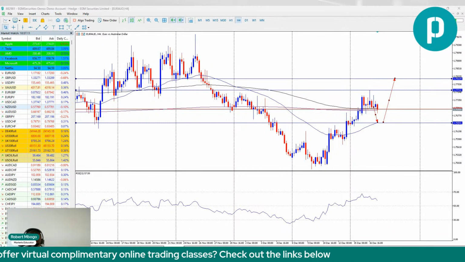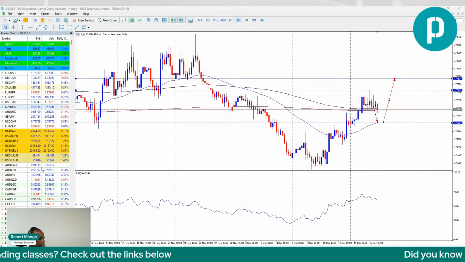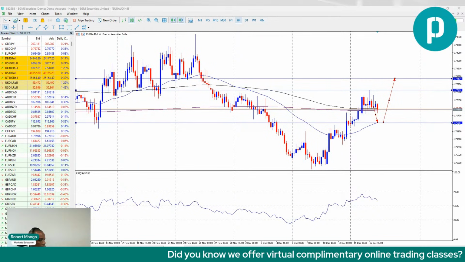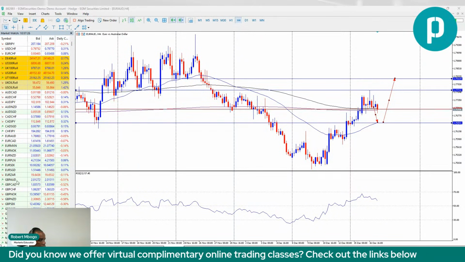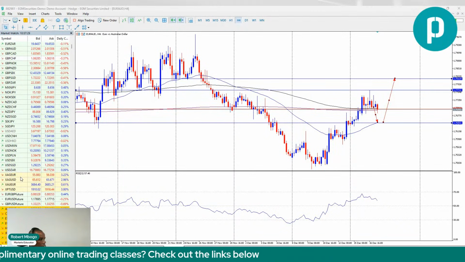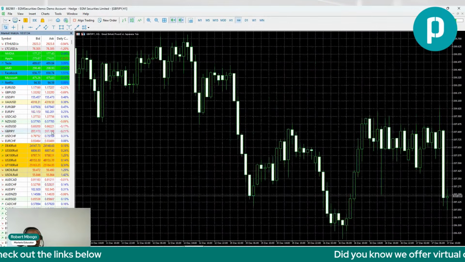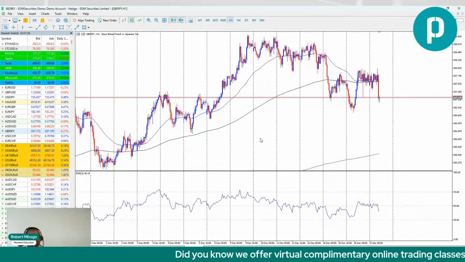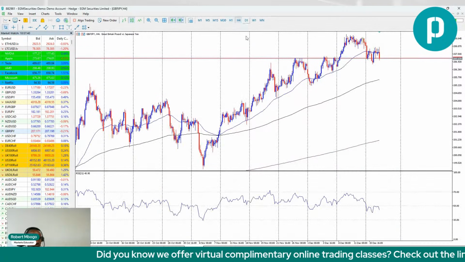Okay, so let's have a look at GBP JPY. GJ is the reason why it's called the beast, right? GBP JPY, where are you? Should be somewhere here. Yeah. Okay, so there goes GJ.